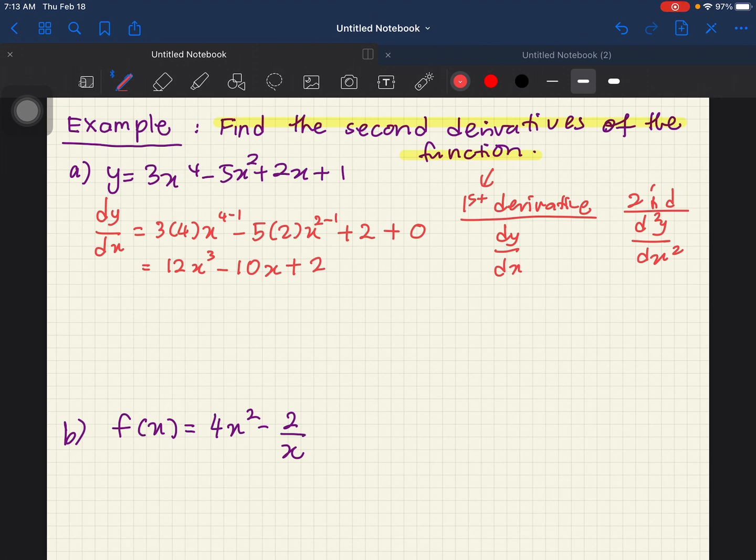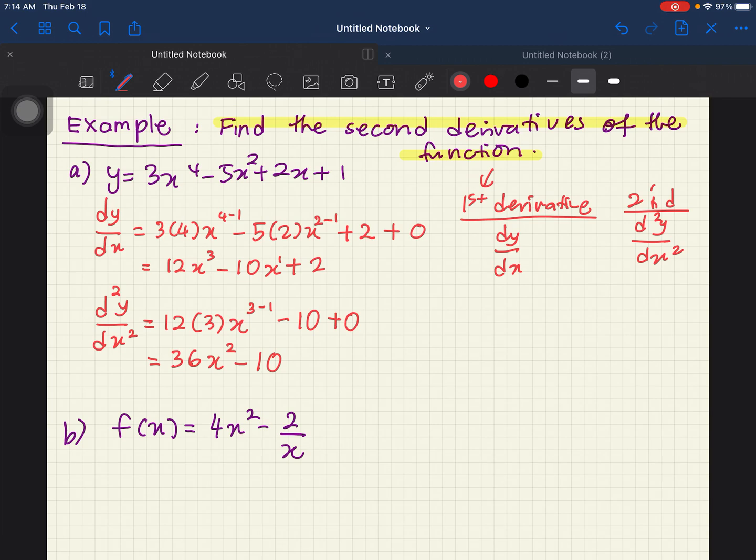Can we do the double differentiation or second derivative? d squared y over dx squared equals 12 times 3x to the power of 3 minus 1, minus 10. 10x is 10x to the power of 1, so I take 1 to multiply with the coefficient, x to the power of 1 minus 1, plus 0. So 12 times 3 is 36x squared minus 10. As easy as that. So that is your function for the second derivative.